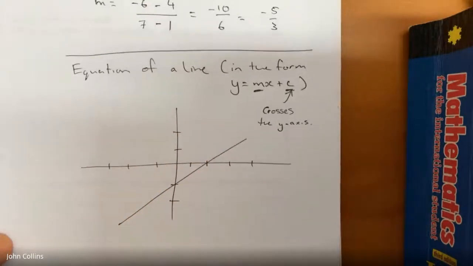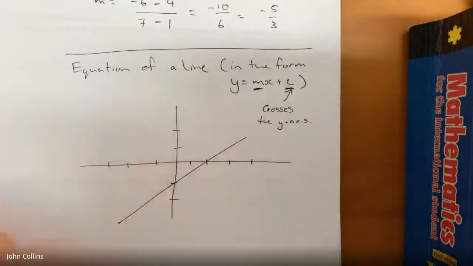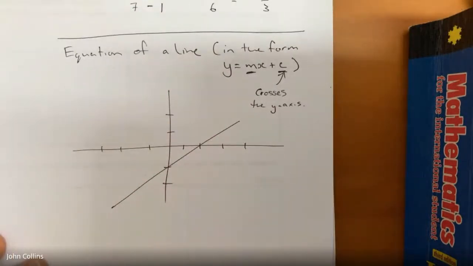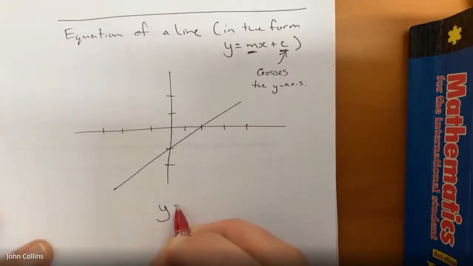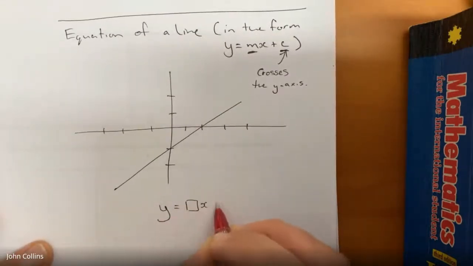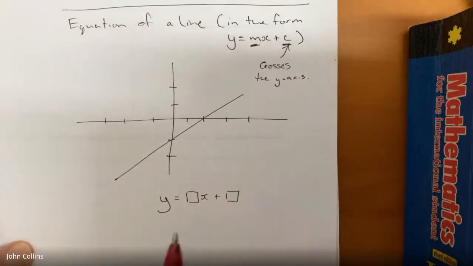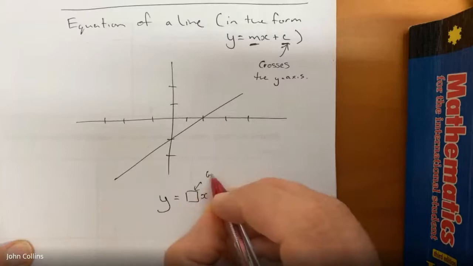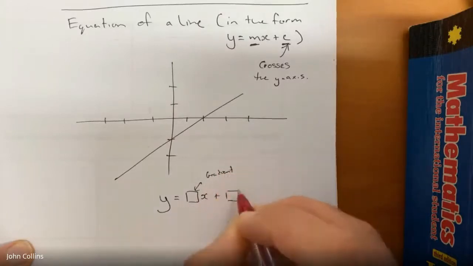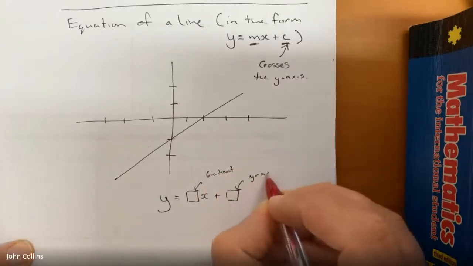Okay, so here's my line. I want to form the equation of this line, given the information that I have. Now, the equation of the line will include y is equal to something x plus something. I just need to fill in the something and the something. This would be the gradient, and this would be where it crosses the y-axis.